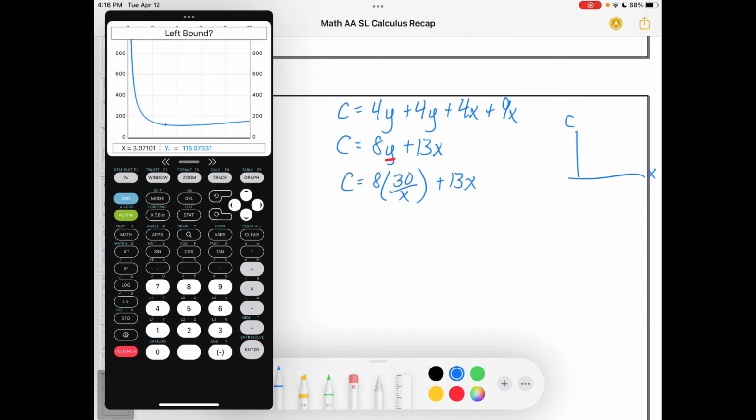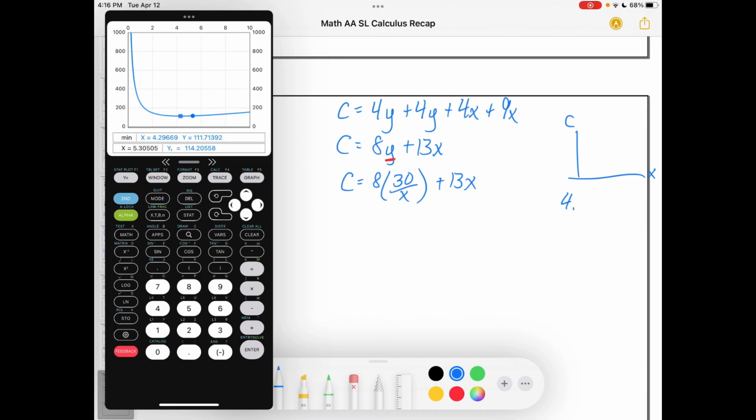So what I'm going to do now is I'm going to go second, trace, and look for the minimum. And I go to the left of the min, and I go to the right of the min, and you may end up having to guess on your calculator. For mine, it will find it for me at 4.30, okay, and 114 for the cost. So I guess it wasn't thousands of dollars. That gives me x and cost.